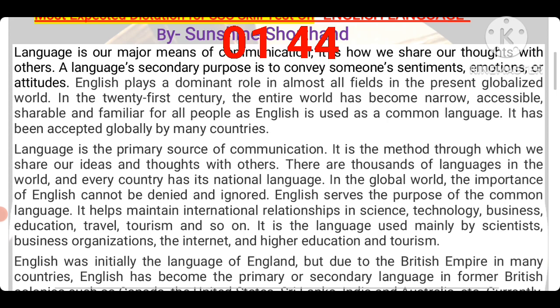English serves the purpose of the common language. It helps maintain international relationships in science, technology, business, education, travel, tourism, and so on. It is the language used mainly by scientists, businesses, organizations, the internet, and higher education and tourism.